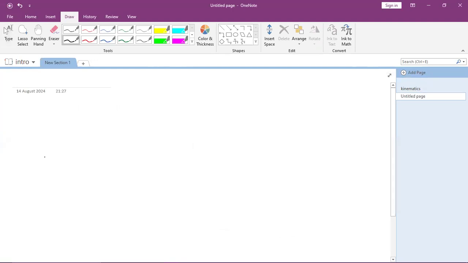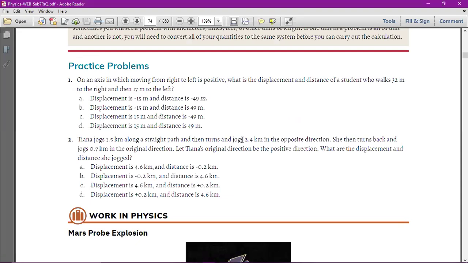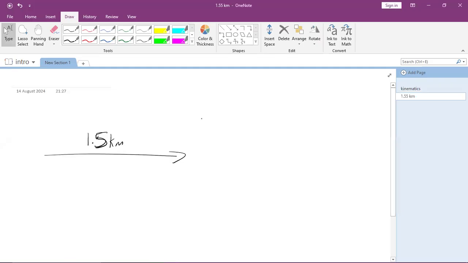In a straight path, 1.5 kilometer. Now, we're not told whether it's east or west, so just follow the question gently, right? Then we're told that she turns and jogs 2.5 kilometer in the opposite direction. That means we'll go backwards again, still on that same lane.